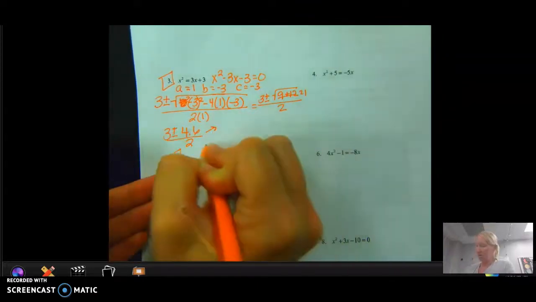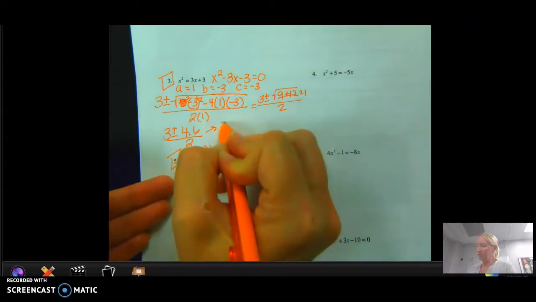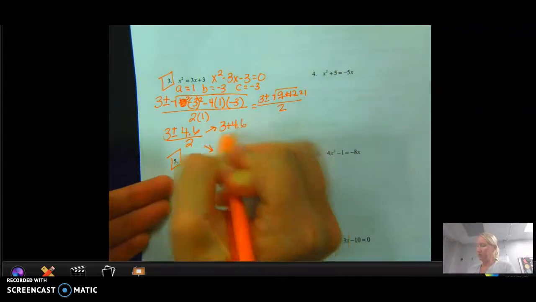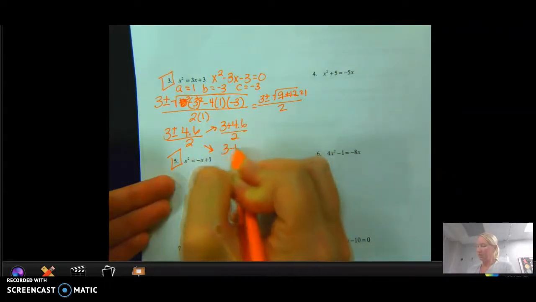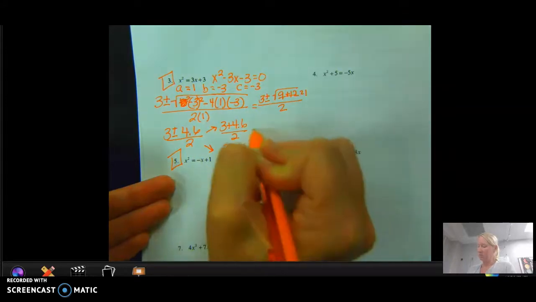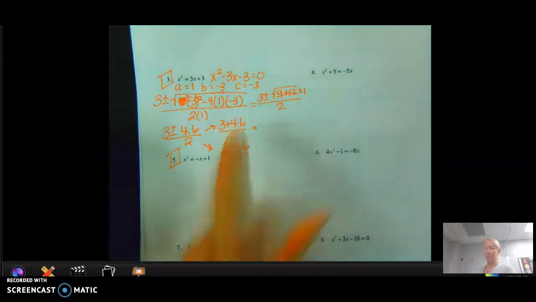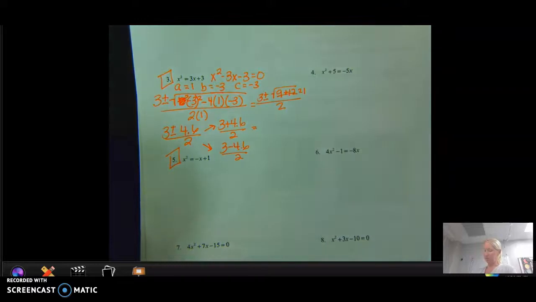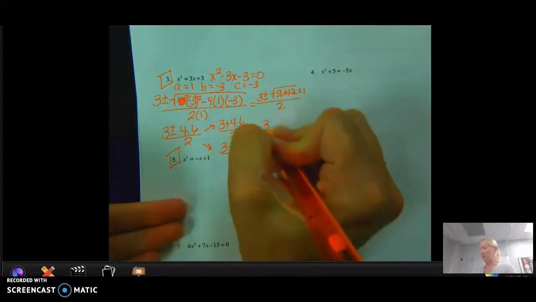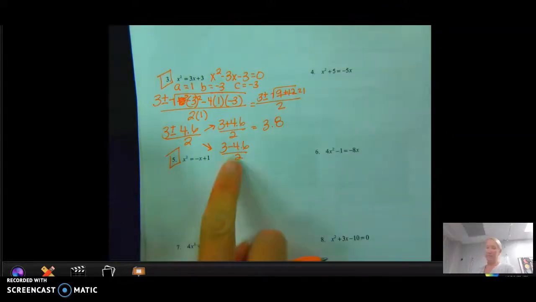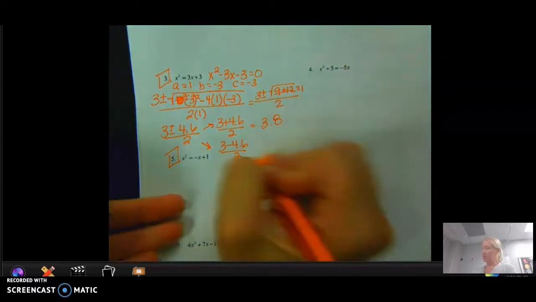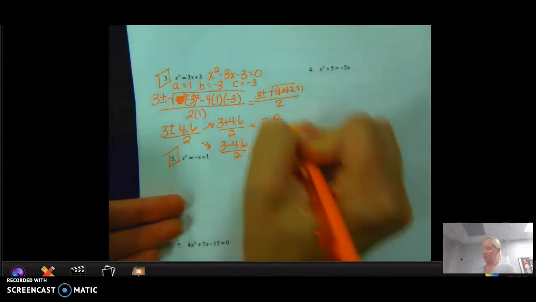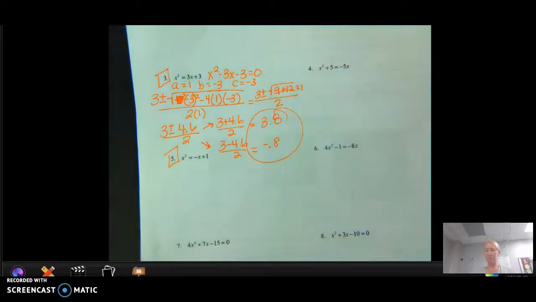I'm going to write my two equations now. 3 plus 4.6 over 2, and 3 minus 4.6 over 2. So that would be 7.6 divided by 2, which is 3.8, and -1.6 divided by 2, which is -0.8. So those are your two solutions.